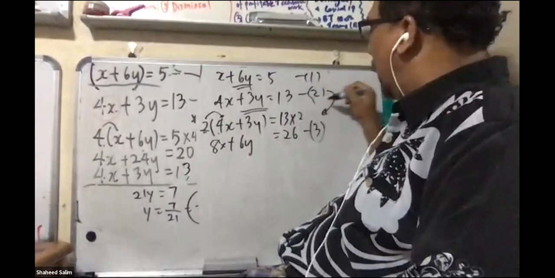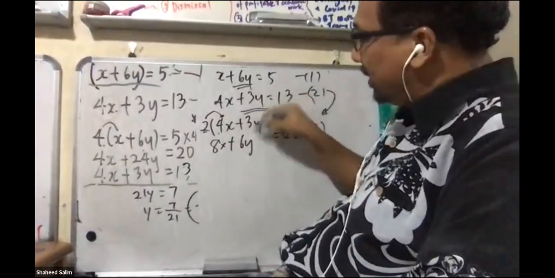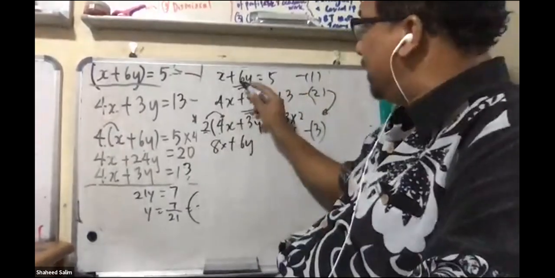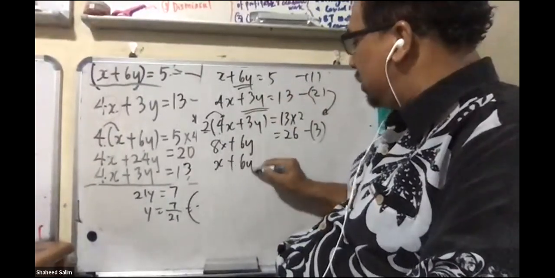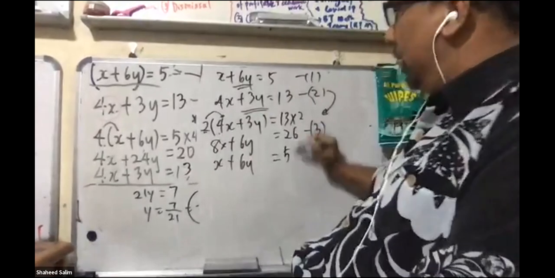Now notice equation 3 is the same as 2. Remember, this is the same. Don't go and minus this one, you will get confused. You must minus the different one. So I bring equation 1 down now: x plus 6y equals 5. Can you see now? I bring it down here.